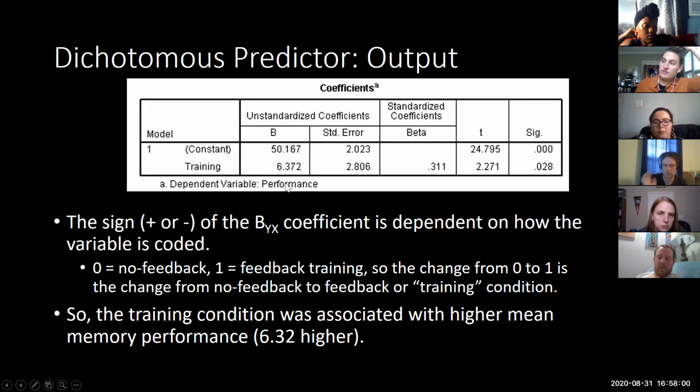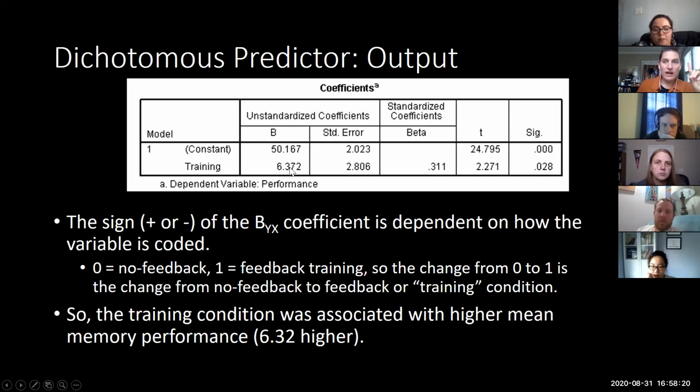The sign of this coefficient, which is B1, or sometimes it's called BYX in some of the readings that you have, is dependent on how the variable is coded. So as I'm going up positive by 1 unit, going from 0 to 1, my training variable goes from 0 to 1, and my y value goes up by 6 points. So the training condition is associated with a higher mean memory performance than my no training condition.